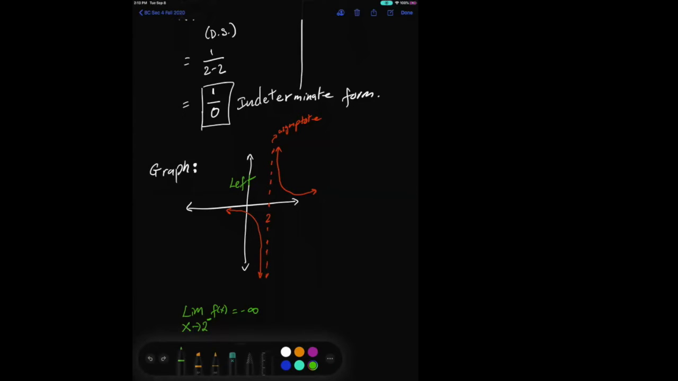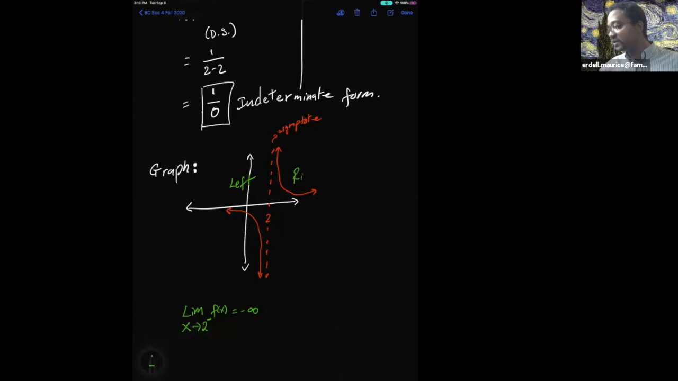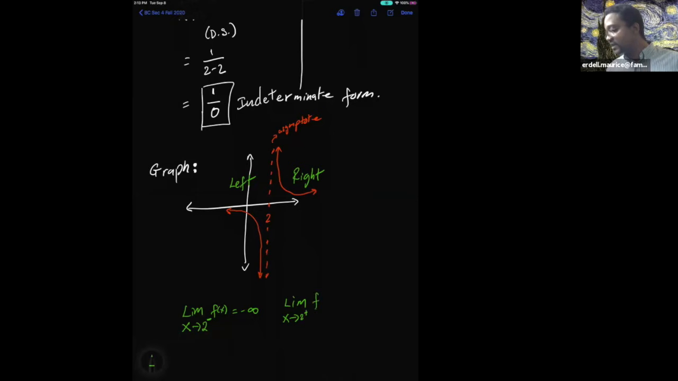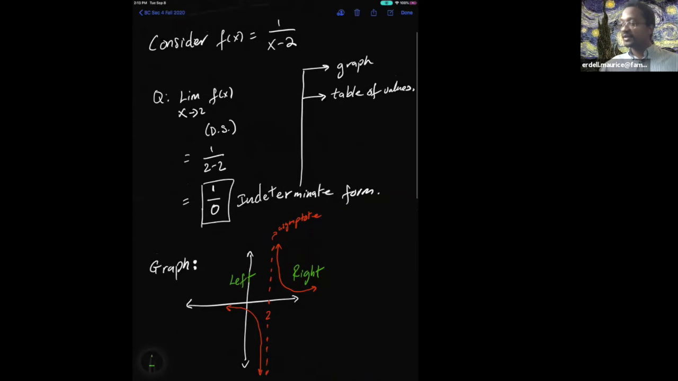Okay, well then somebody tell me what's the limit on the right going to be as I approach 2? Positive infinity. That is right. As x approaches 2 from the right, getting close to an asymptote, this right here is going to be positive infinity.